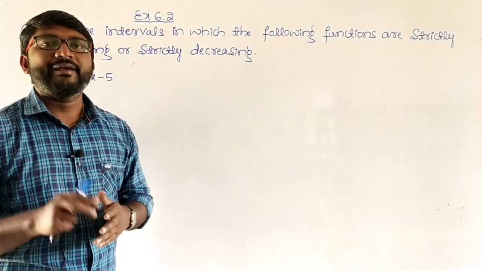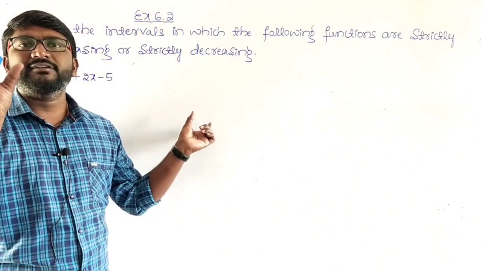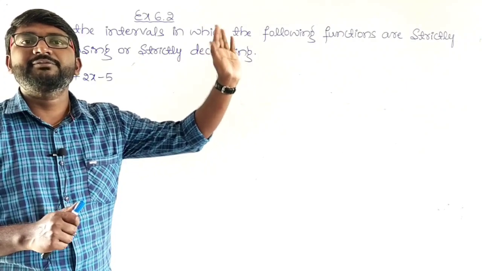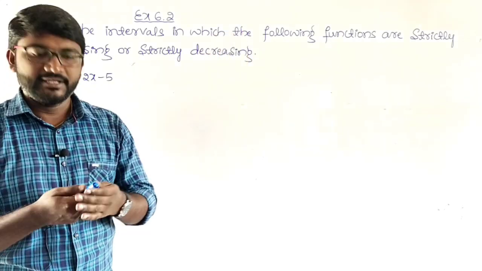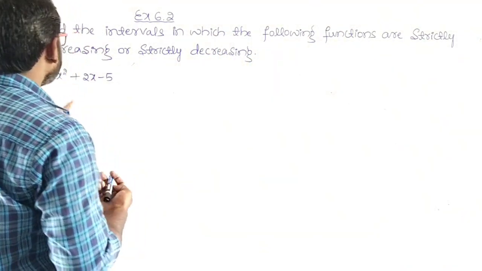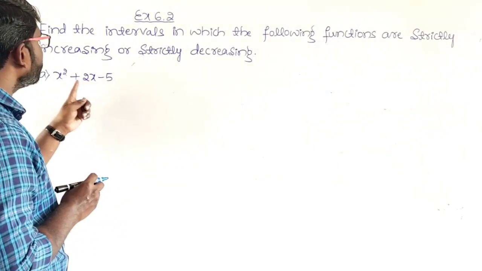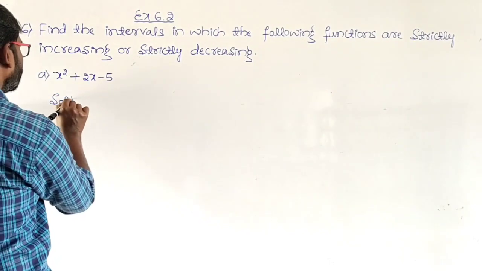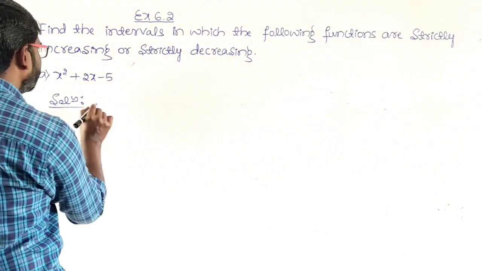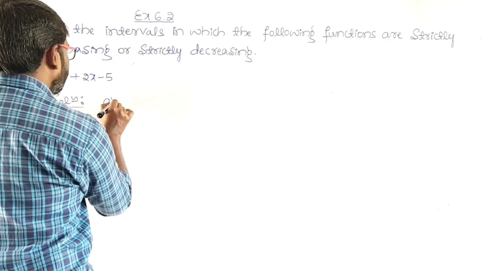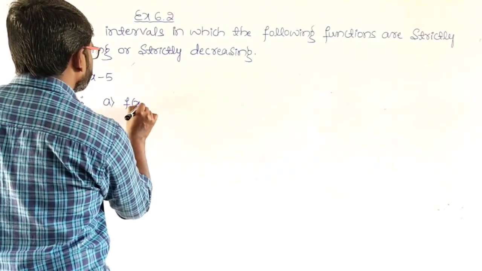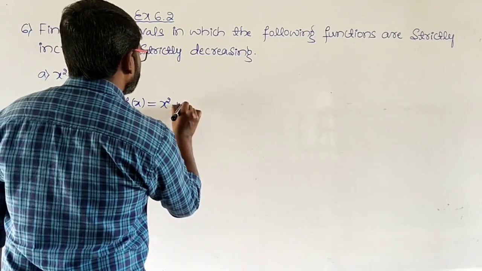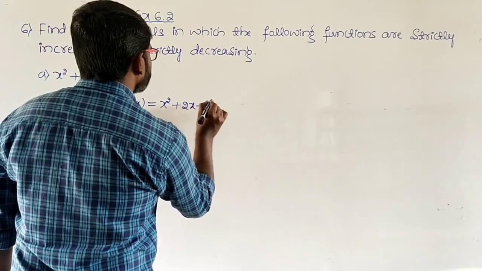So this is going to be very important for 2 marks. Any one simple question will be given for 2 marks, where we have to find the intervals in which it is strictly increasing or strictly decreasing. So now the first sub question, it is x square plus 2x minus 5. We will take this as f of x. It is f of x equals x square plus 2x minus 5.